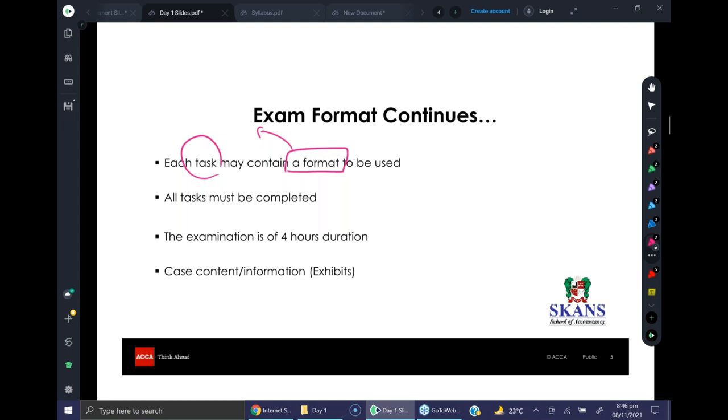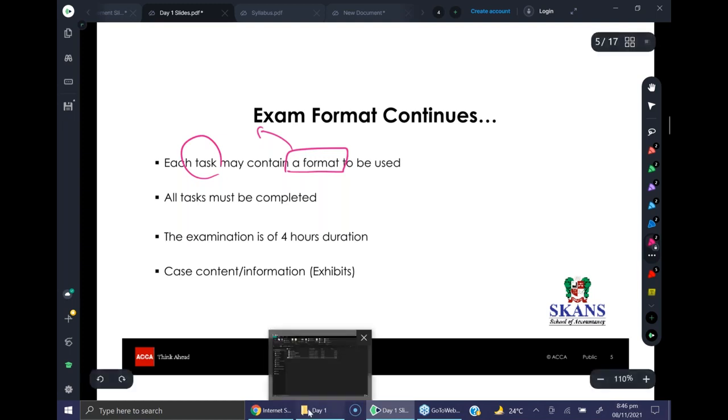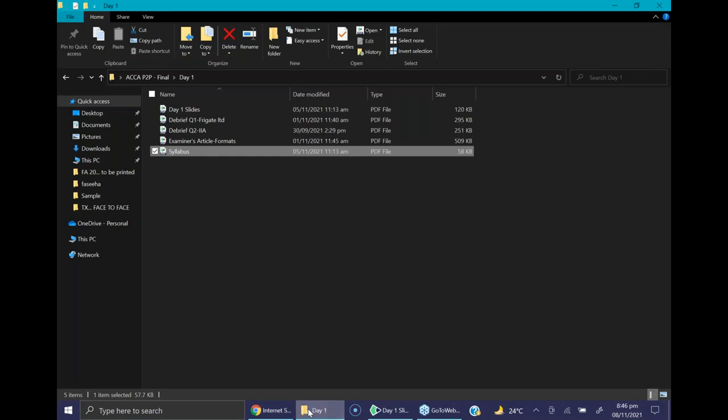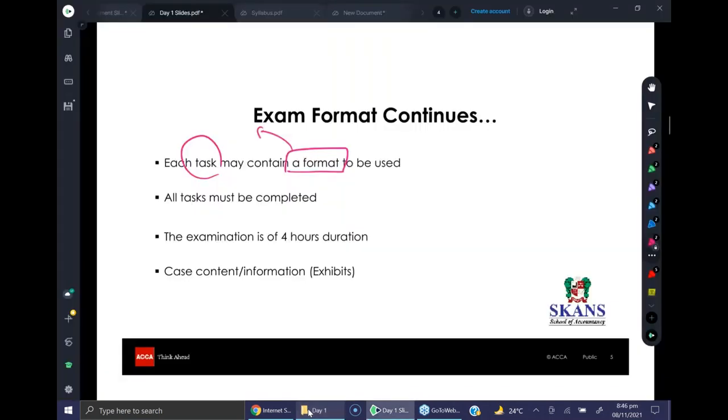And for that, there is a technical article I have provided you in the set of handouts for today. So can you quickly check and tell me if there is a handout on formats, which says the technical, let me check. It says examiner articles dash formats, right?